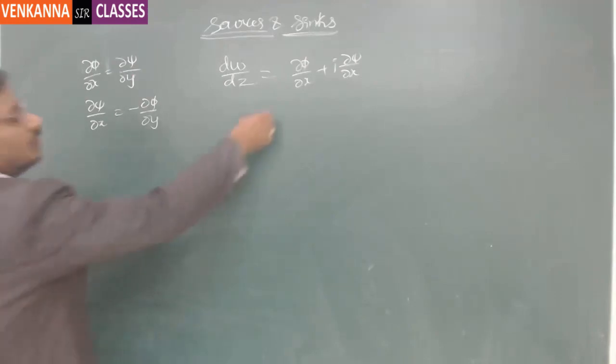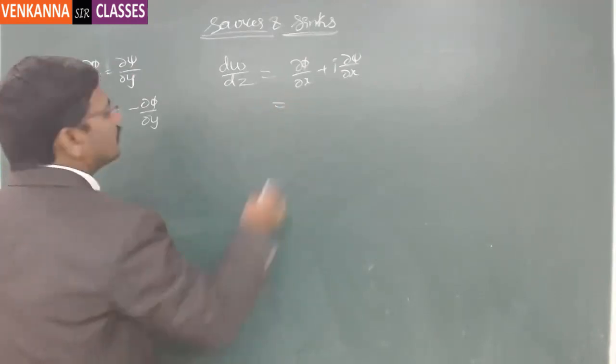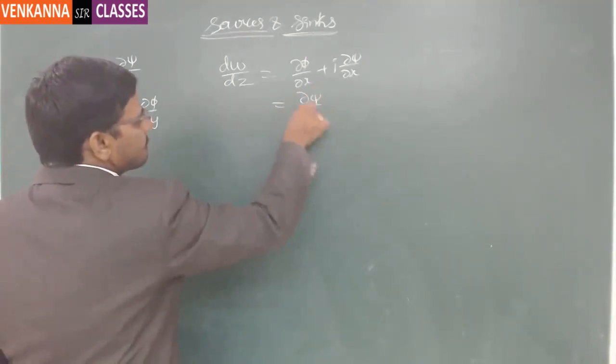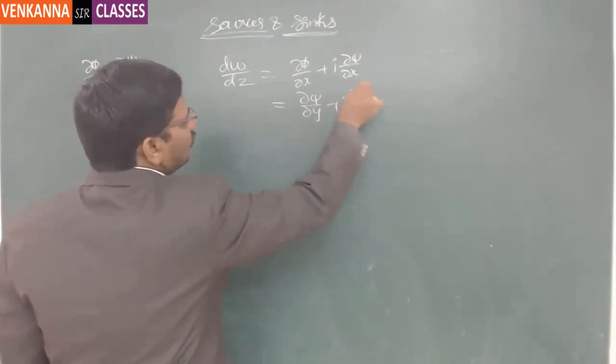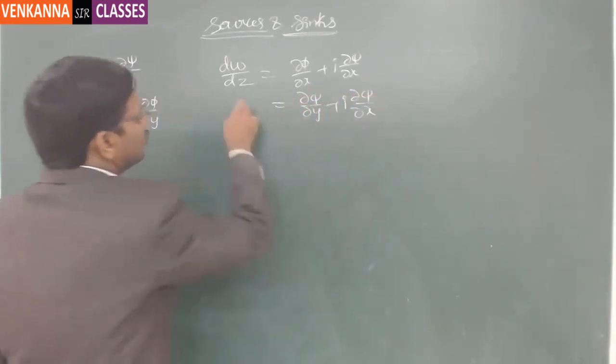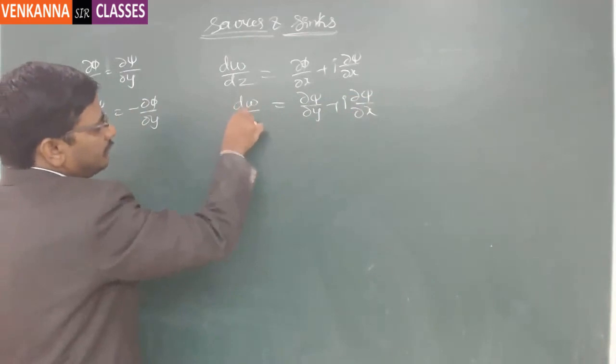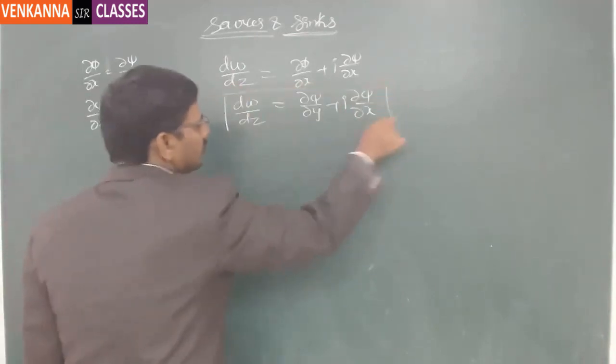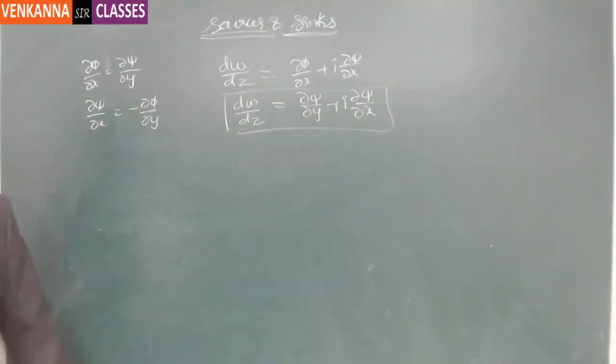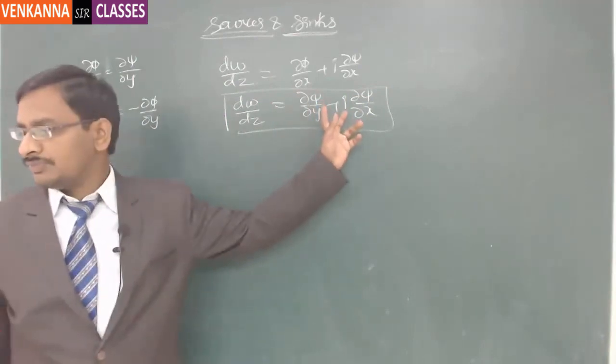So this is ∂φ/∂x, which can be replaced with ∂ψ/∂y plus i times ∂ψ/∂x. So this is dw/dz equivalent. This is nothing but the velocity expression if you know the stream function.